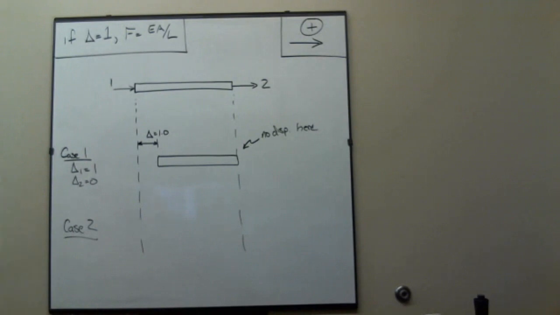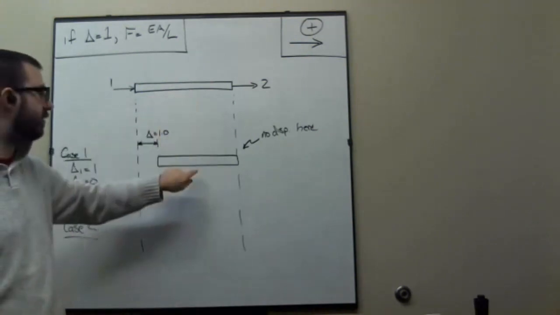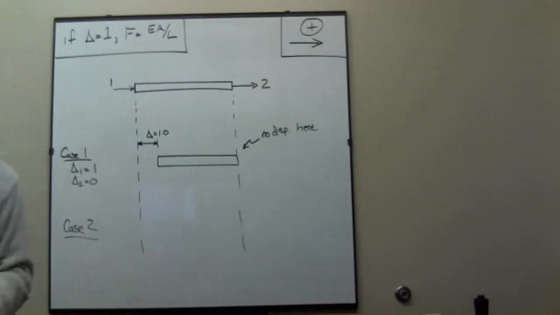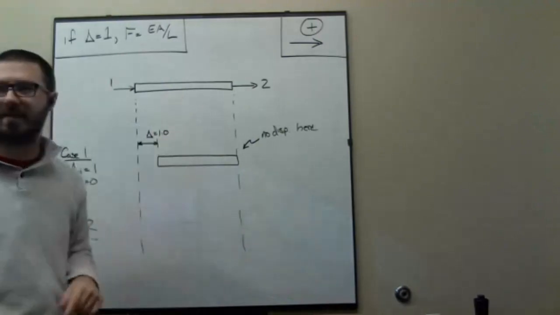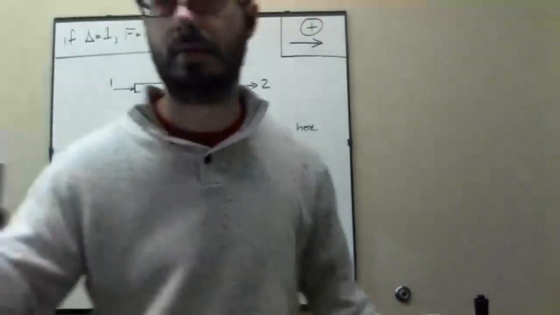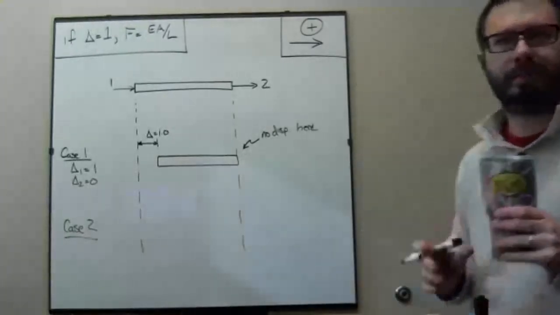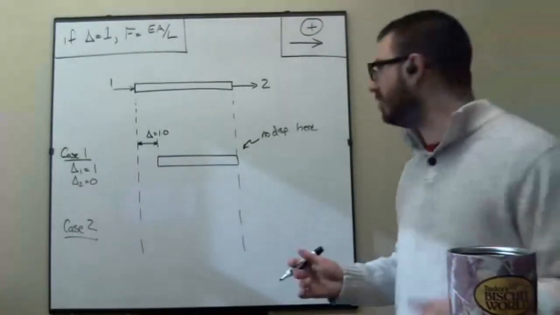Now, let me ask you this. Here's the element before I've applied the load. Here's the element after I've applied the load. Let's just keep this simple. What did I do to the element? How do you take a bar and make it look like this? What do you have to do to it? Scrunch it. You compress it.